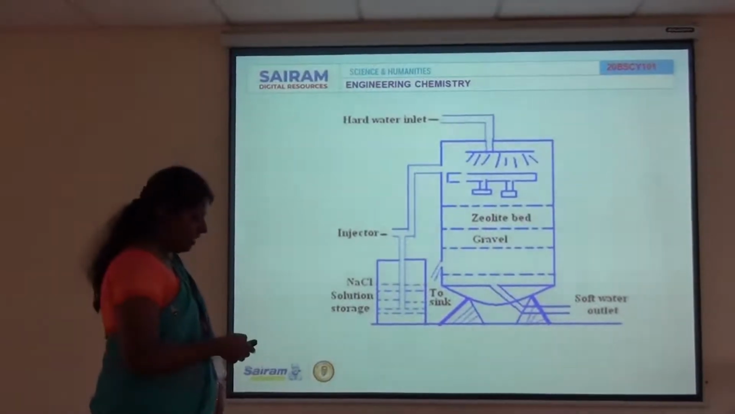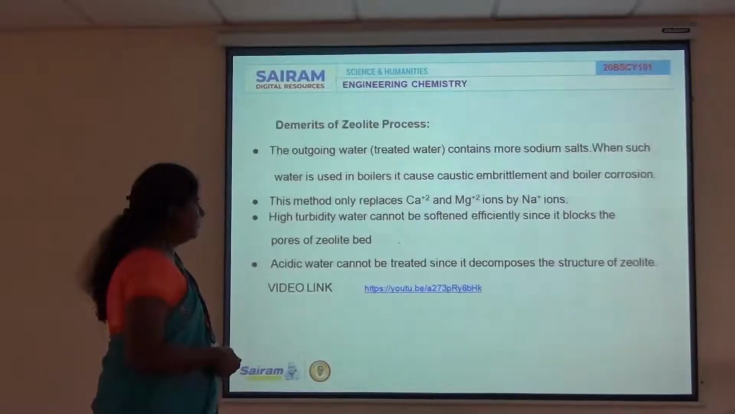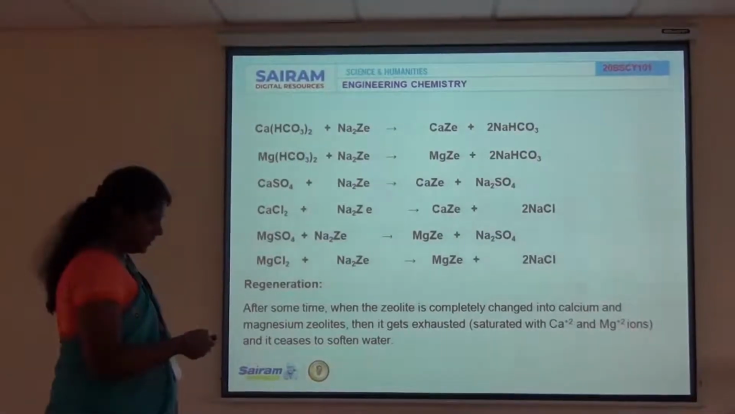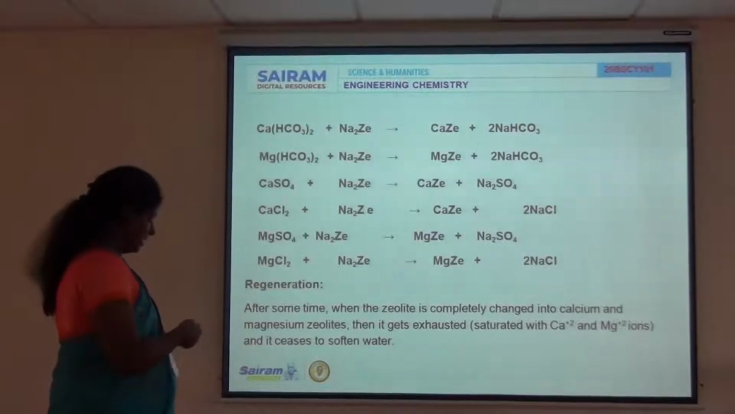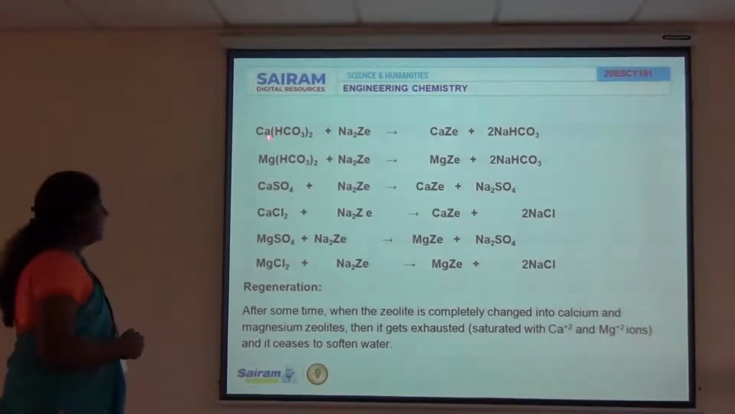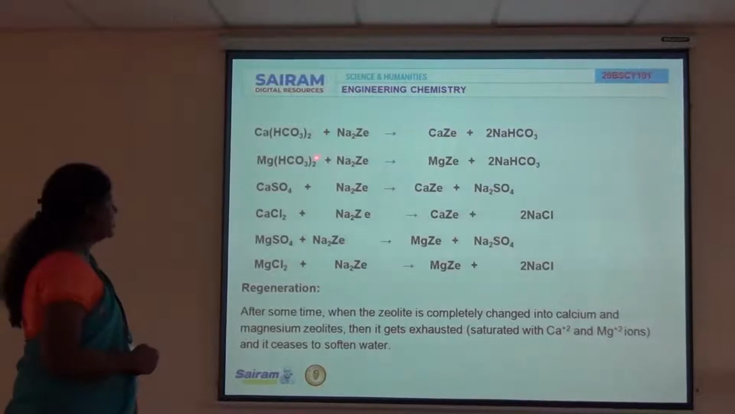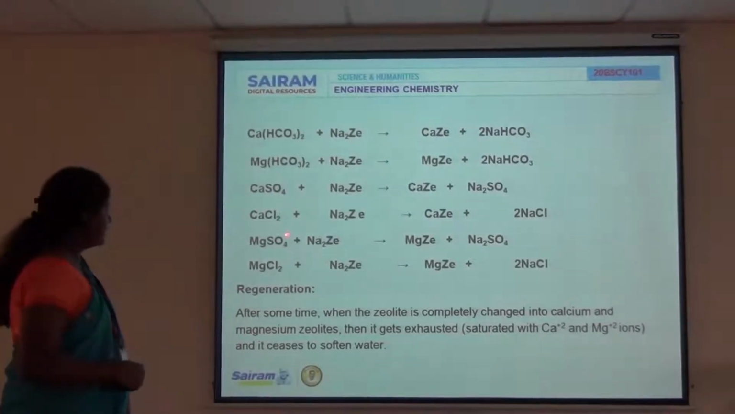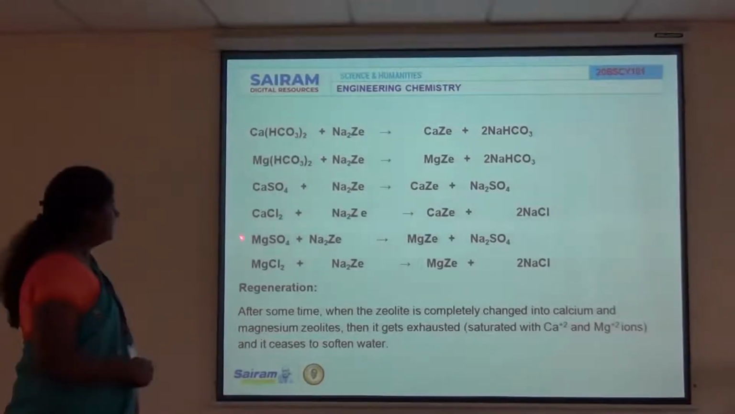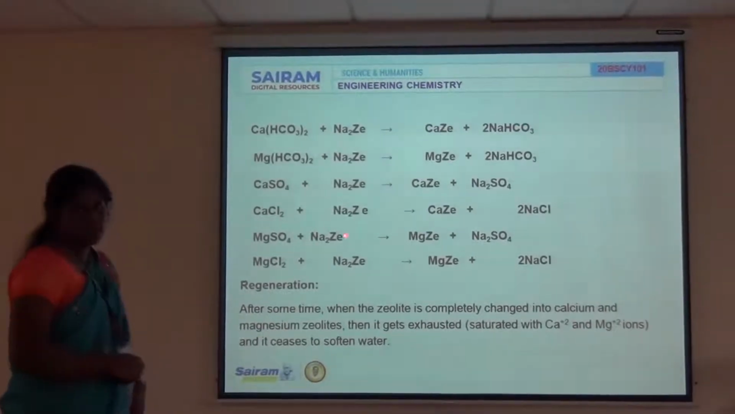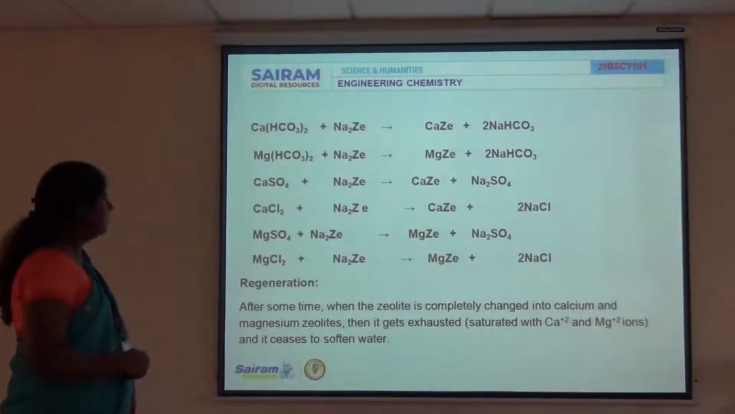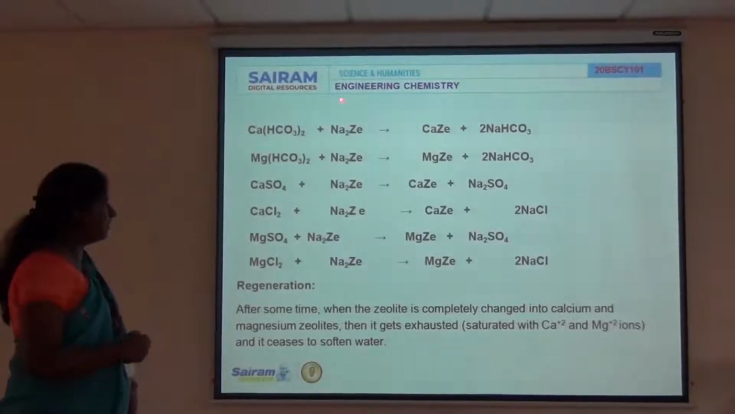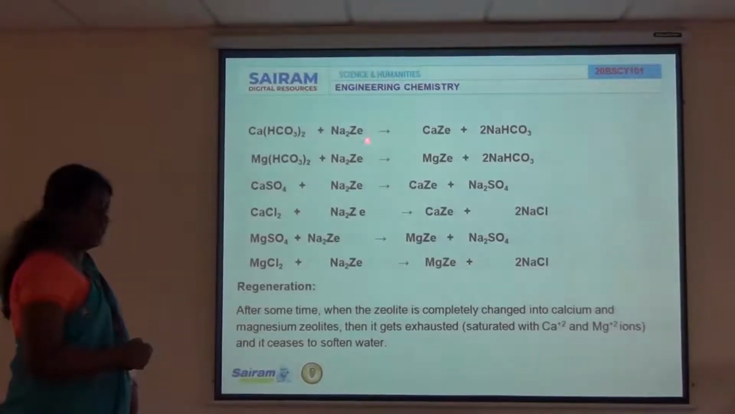Now we are going to see some reactions based on this process. These are the substances: calcium bicarbonate, magnesium bicarbonate, calcium sulfate, calcium chloride, magnesium sulfate and magnesium chloride. These 6 substances cause hardness in water. So how are we going to remove this hardness? Using zeolite; the formula we use is Na2Ze.